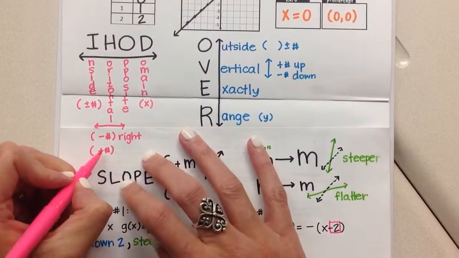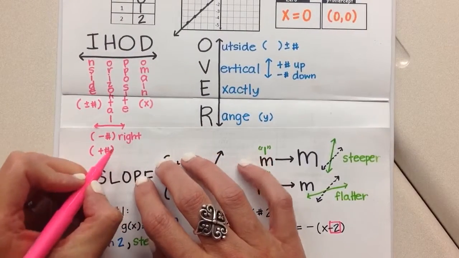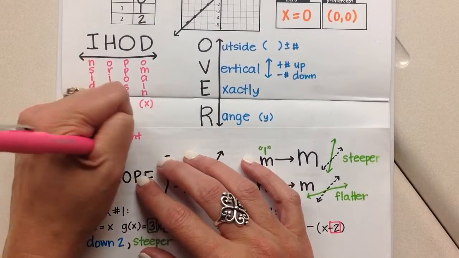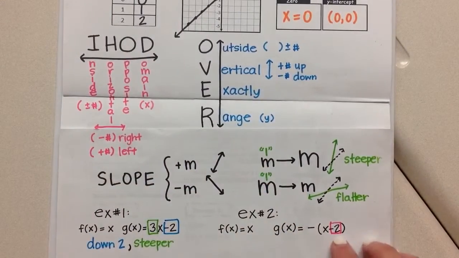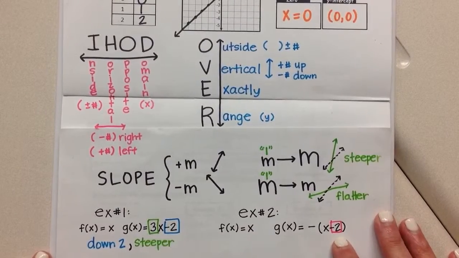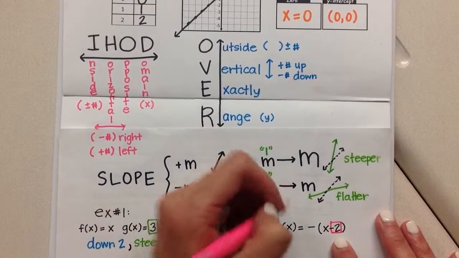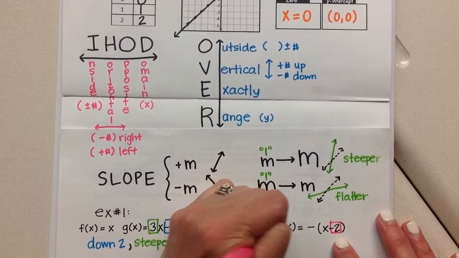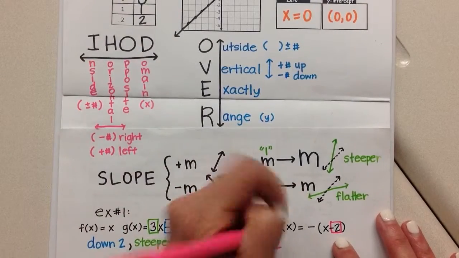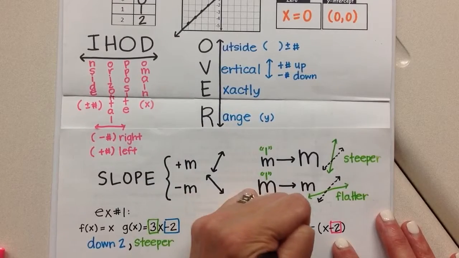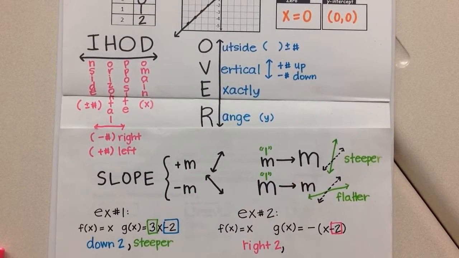If we have addition, we're used to thinking going right on the number line, but it's going to do the opposite, so now it's really going to move left. So now let's see if we can apply that to this. So -2, I'm thinking left 2, but it's really going to do the opposite. It's really going to go right 2. And that's what these letters in IHOD are supposed to help you remember. Inside, do the opposite.